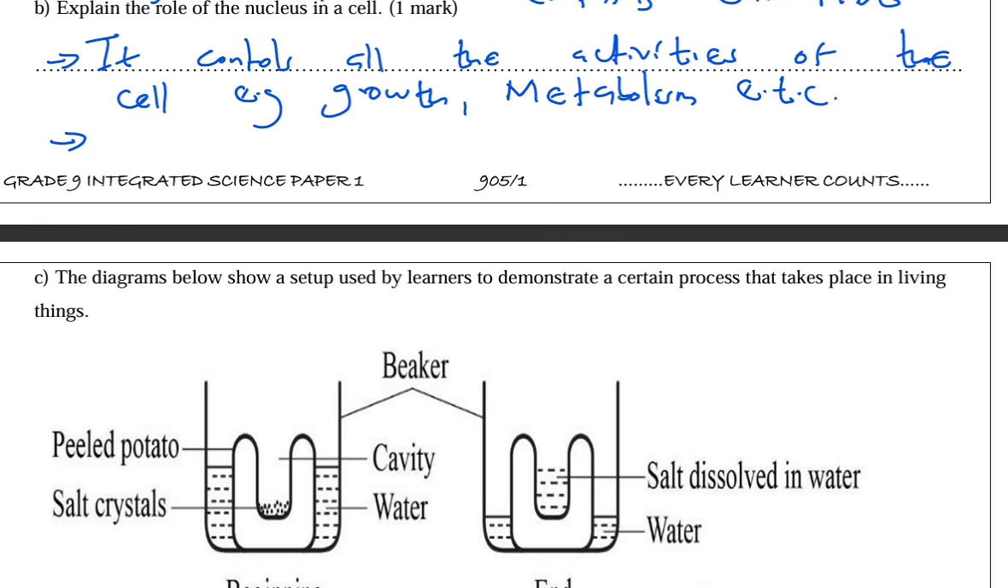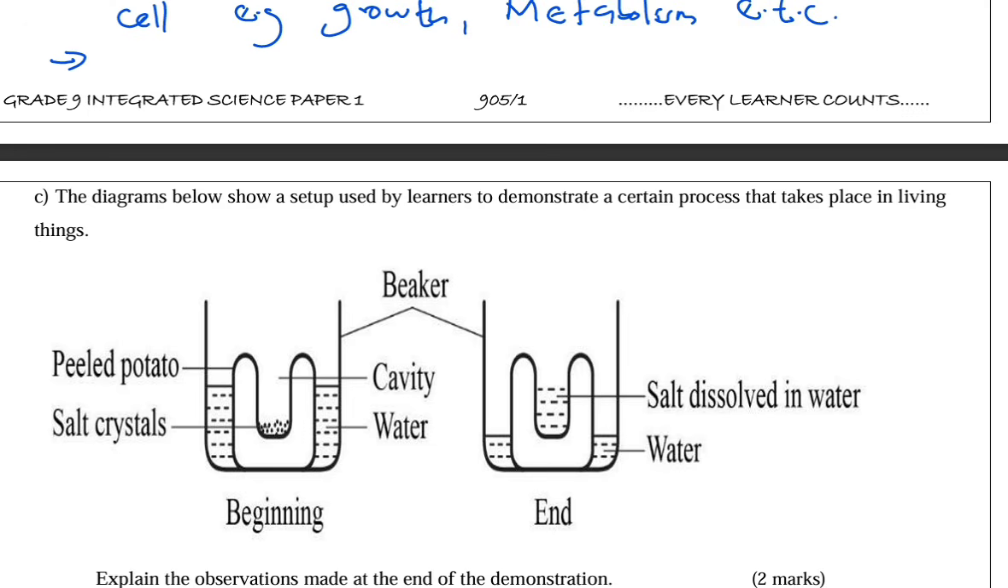Continue to part C. The diagram below shows a setup used by learners to demonstrate a certain process that takes place in living things. Here we have peeled potato, salt crystals, and then here we have water. Then here we have the same setup, but this is the beginning, this is the end. So the question is asking, explain the observation made at the end of the demonstration, 2 marks.